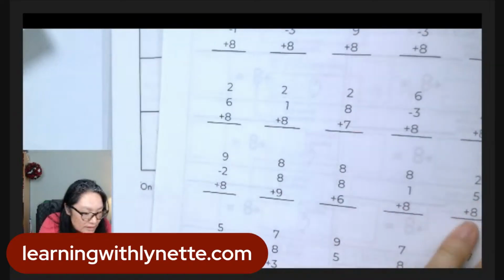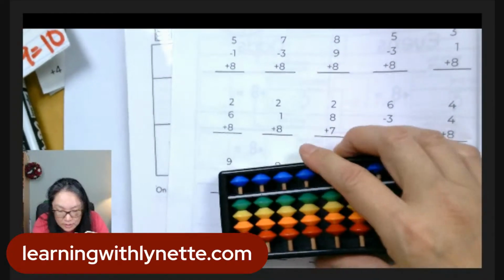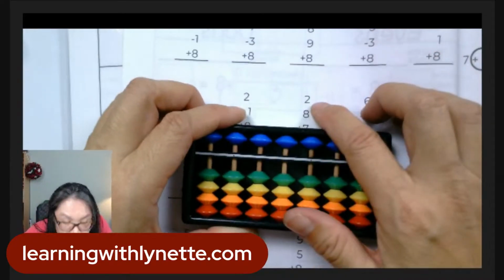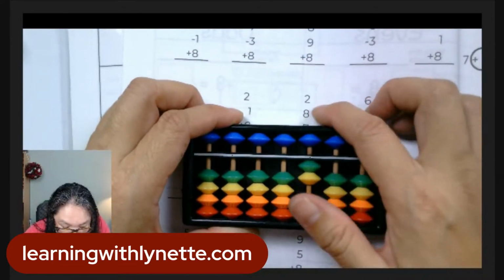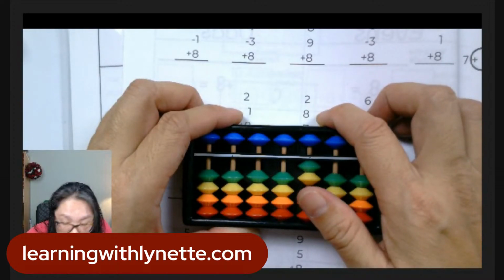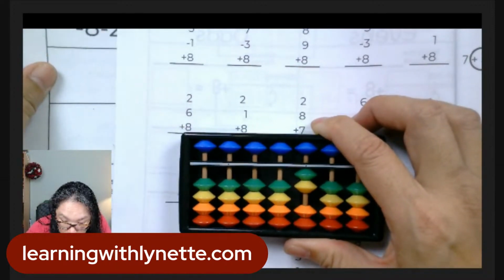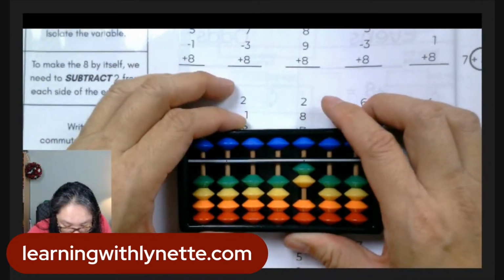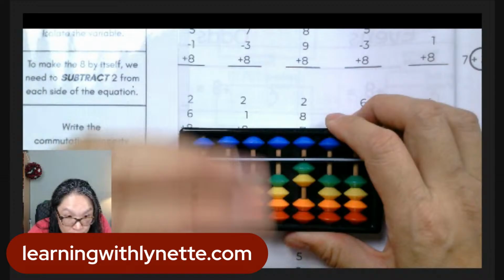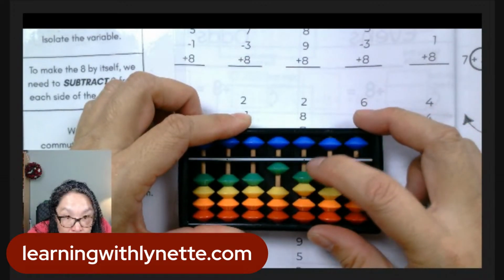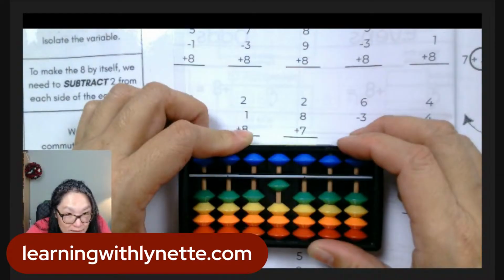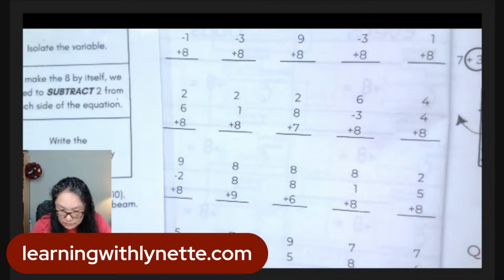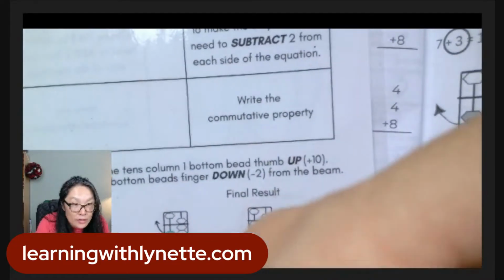So this is very common to have more than one add-in. We have the 2. We're going to add 2 to the abacus. And then we have 8. What is the formula for 8? Thank you, Pancake. Plus the 10 minus the 2. And then I plus the 7. Thank you, Eve. So my final answer is 17. Does that make sense? Are you all right?